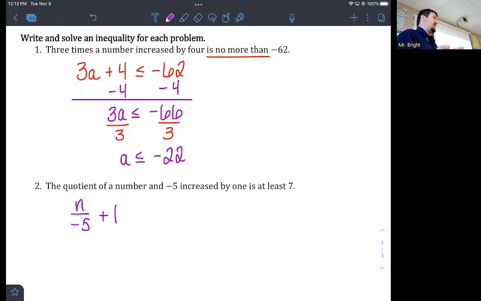N being his number. We used a last time, n this time is perfectly fine. And then it says increased by 1, so he wrote plus 1. Is at least 7. What symbol should I use if it says at least 7? Greater than or equal to. Greater than or equal to is correct. When it says it's at least 7, that makes 7 the minimum it can be, unlike last time, which was a maximum. If 7's the minimum, it's going to be greater than or equal to. Can't be any smaller because it's at least 7.